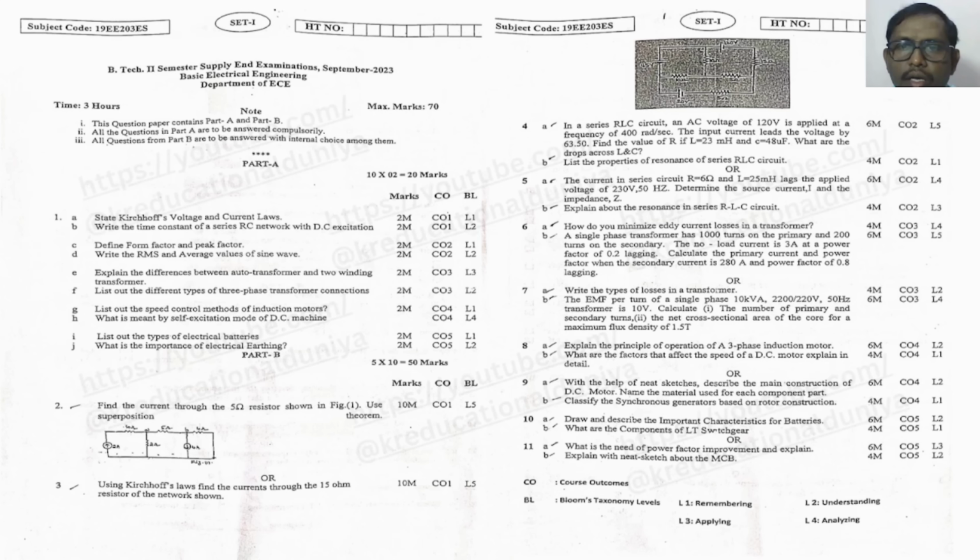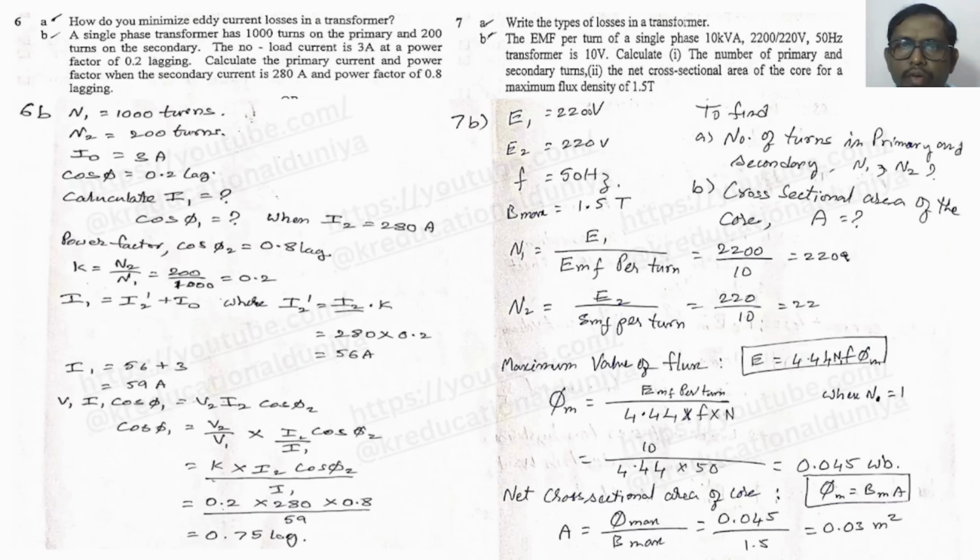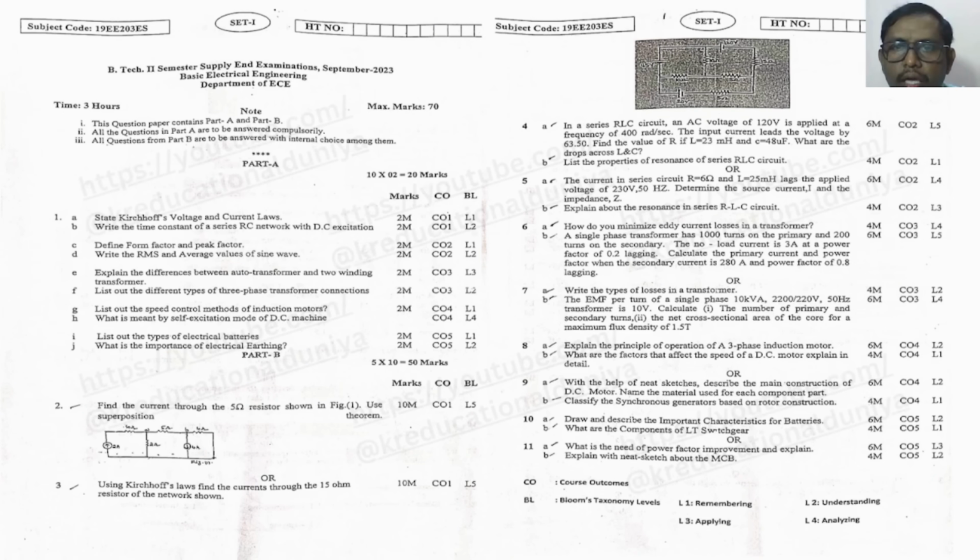Here we are going to get some more transformer problems, that is 6B, there is a transformer problem, and 7B also there is a transformer problem. Here they have given 2 pages of question paper. So 6B and 7B we are going to see. So 6B.